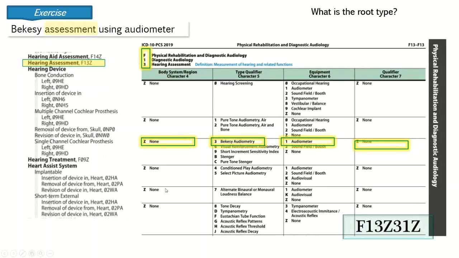So I'm sorry if I did that to you, because I did look ahead and I didn't see it. So I want to encourage you to do it. If you don't see your keywords or your key terms, then you have to move on and take the next option. So our final code will be F13Z31Z. Sorry about that, coders. All right, let's shake that off and let's move on. I just didn't do a good job with this.